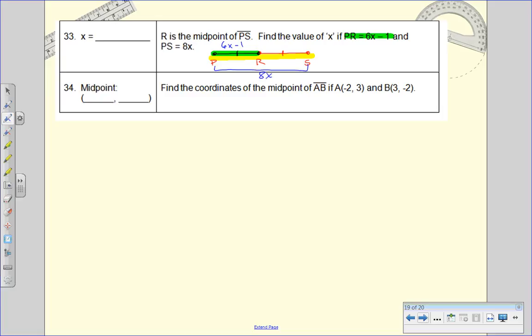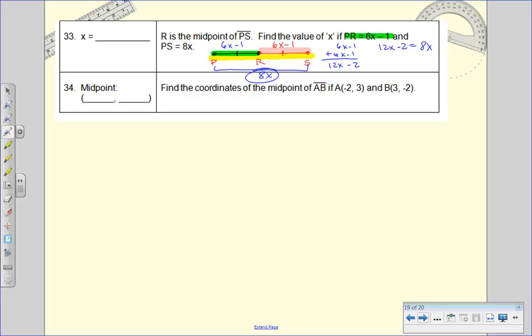We need to figure out what x is. Well, I'm missing one of my parts. I'm missing the part RS. But I know that RS is the same as PR because R is the midpoint. So I can say RS is also 6x minus 1. So now I can do part plus part equals whole. If I add the top, we get 6x minus 1 plus 6x minus 1. That's a total of 12x minus 2. So 12x minus 2 has to equal to the whole entire thing of 8x.